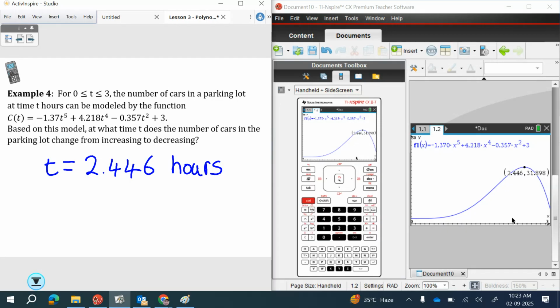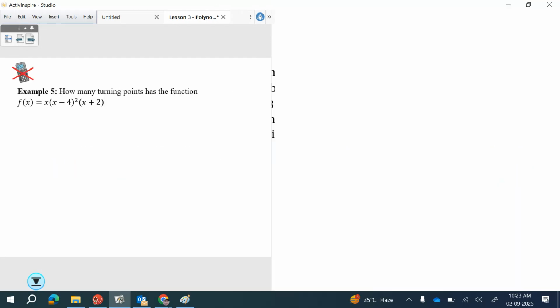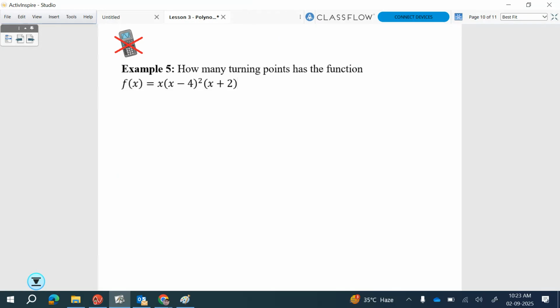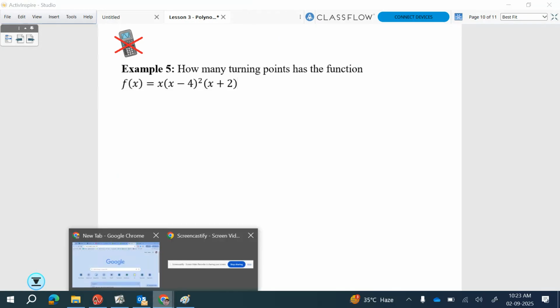Last question. No calculator for this one. Have a go at this question.